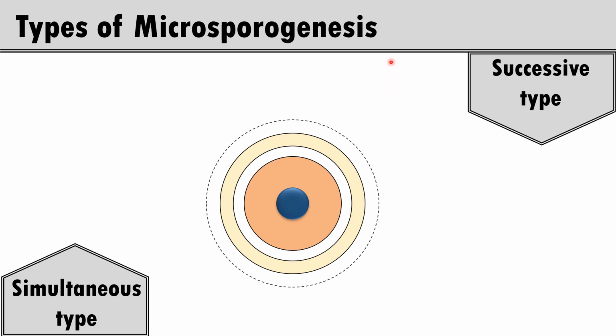Okay, depending on the nature of meiosis and cytokinesis, there are basically two types of microsporogenesis, namely simultaneous type and successive type. And what are the differential features of these two types we will be studying right now.